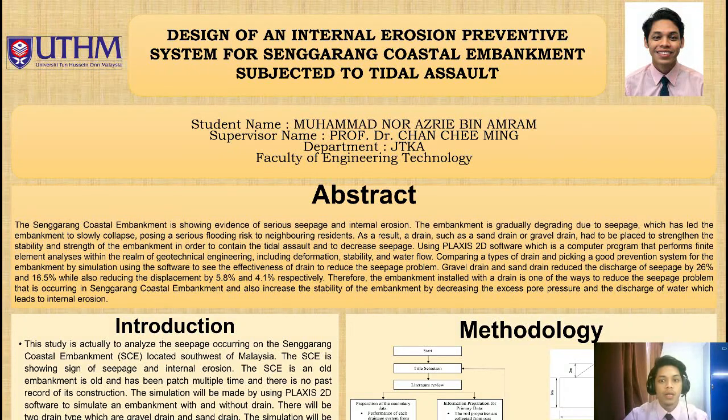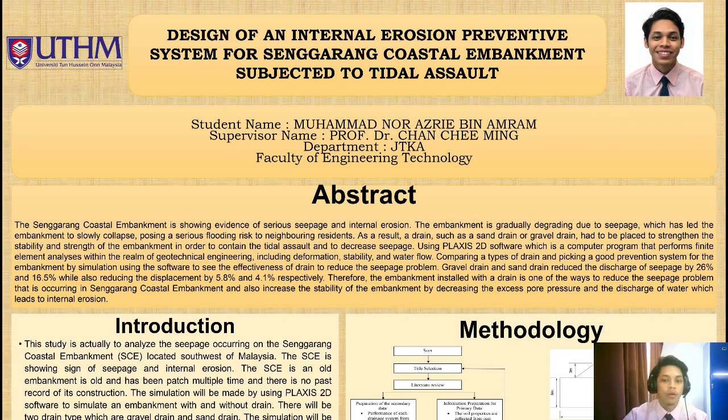In this study, we will be comparing the effectiveness of drains to reduce the seepage problem. The drains used in this study are sand drain and gravel drain, which were modeled using Plaxis 2D software. Plaxis 2D software is a computer program that performs finite element analyses within the realm of geotechnical engineering, including deformation, stability, and water flow. In summary, the deformation and discharge of seepage for the embankment with drain is lower compared to the embankment without drainage.